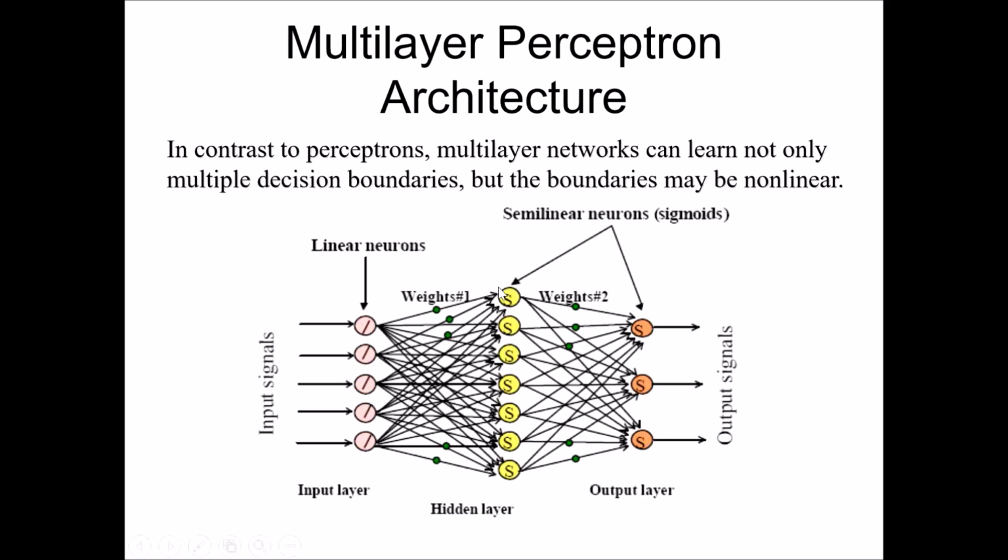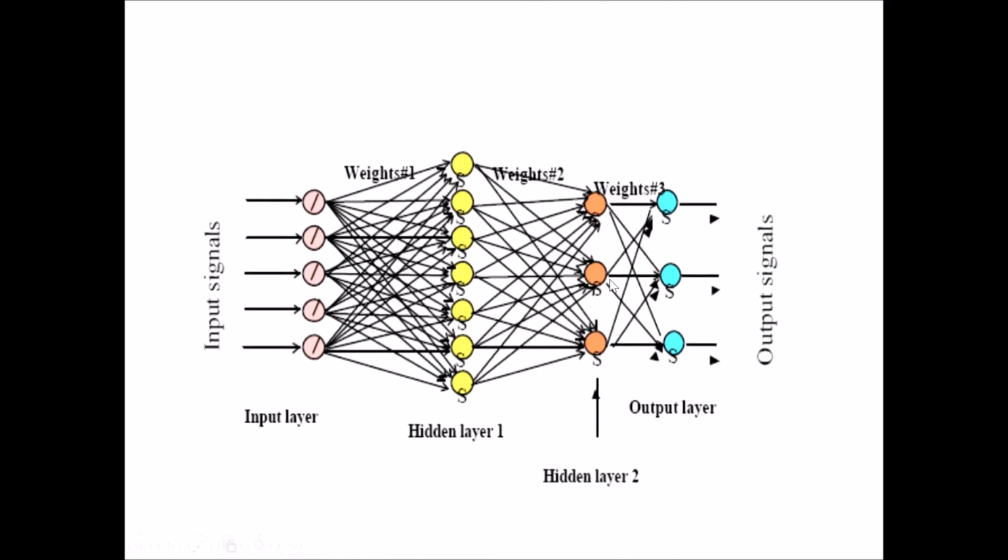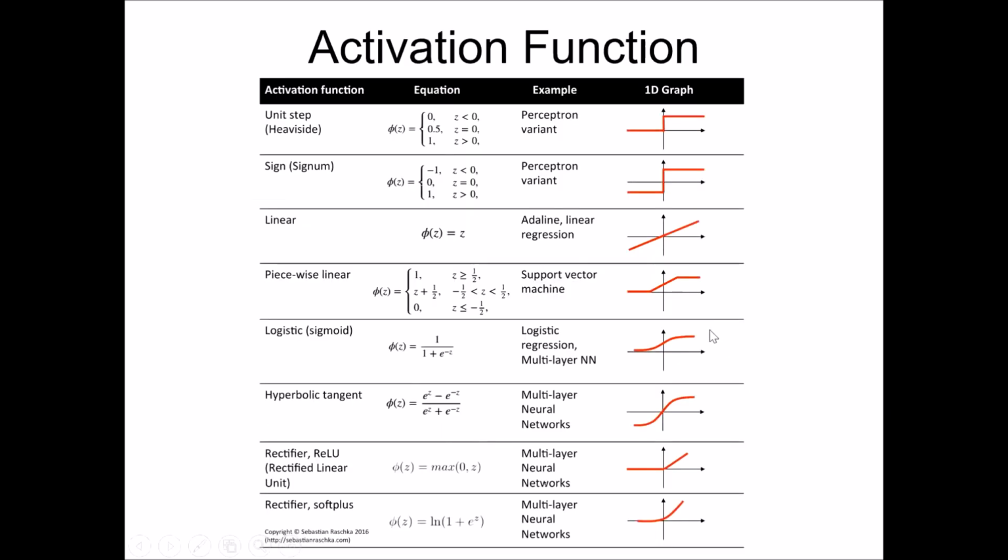For the node, I just want to re-emphasize that for every node, we have two parts. The first part, the left part, is the net, which sums up everything. And then the right part is the activation function. So if we move forward to a more complicated architecture, which is the deep learning architecture, you just need to increase the hidden layers: 1, 2, 3, 4, 5, and so on. For the node part, we have the activation function.